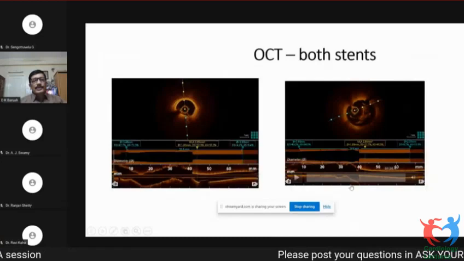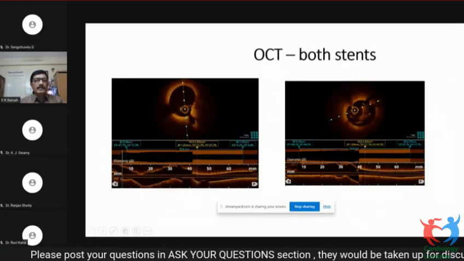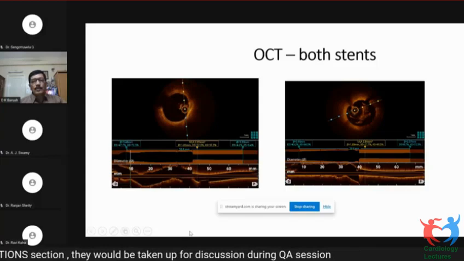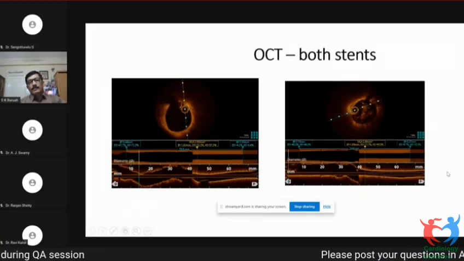So OCT from both branches, from the LAD as well as from the diagonal, shows a well deployed stent. There is no residual with a good luminal area, well open, well deployed stent. And I just want to show the follow-up because many a time we are not able to show the follow-up cases in a bifurcation.